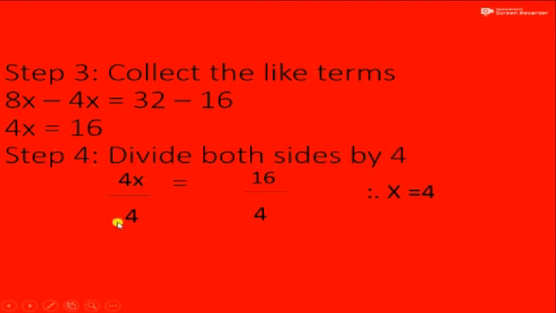So 4x divided by 4 is equal to 16 divided by 4. Now 4 here will cancel 4. What is left there now is x. Now 16 divided by 4, the answer is 4. So therefore x is equal to 4.